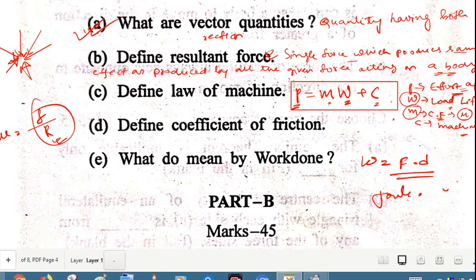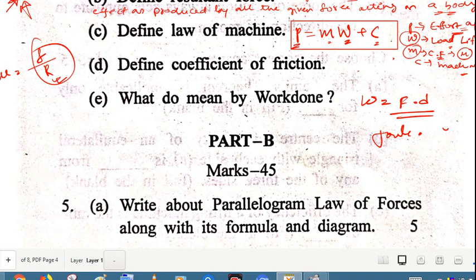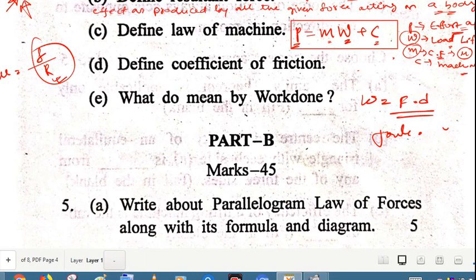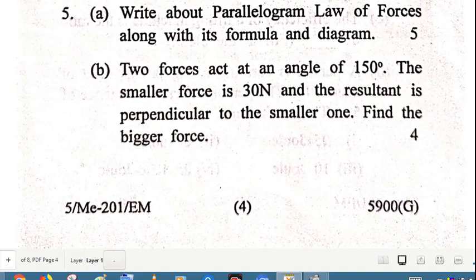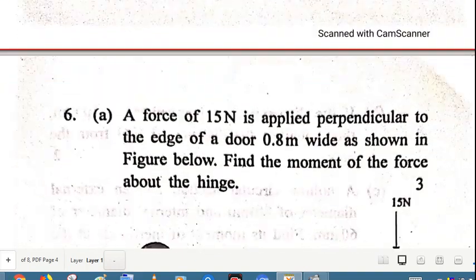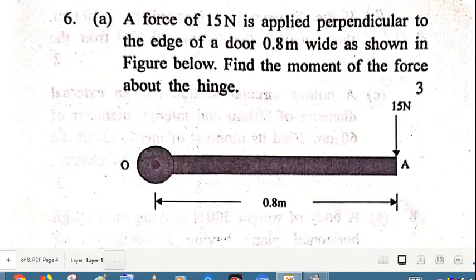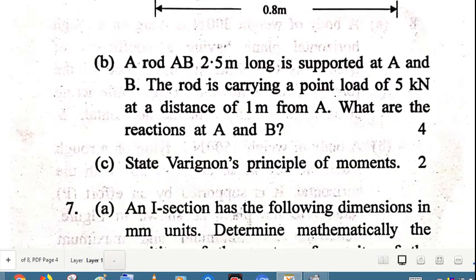So till this question, I have completed all the 25 questions for part A. For part B, there are more questions. Here you can solve all the part B questions. If you have any doubt, you can ask me in the comment box. I'll try to upload the part B videos as well.